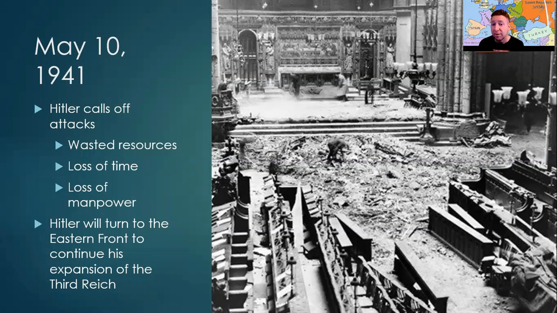After about a year of blitzes, Hitler realizes that he has wasted a lot of resources, a lot of time, and a lot of manpower, and Great Britain is still standing. So he decides in May of 1941 to call off the attacks, and he will then turn to the Eastern Front. He's going to join with Italy in Southern and Eastern Europe to try and continue the expansion of what he calls the Third Reich, which is the German government and what they call the German Empire.